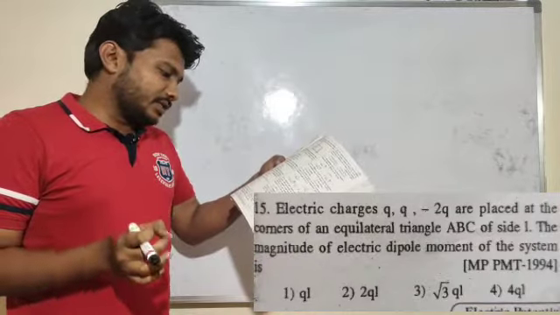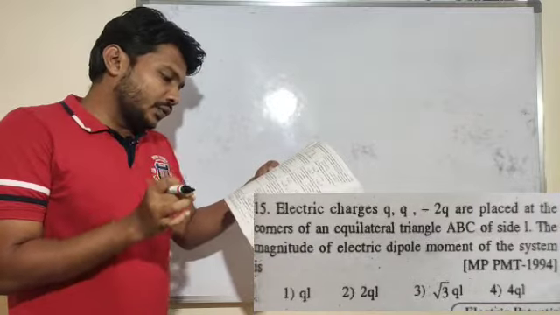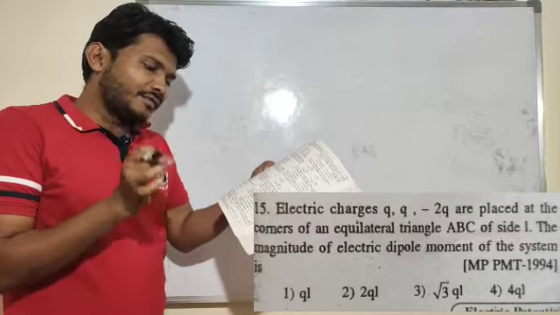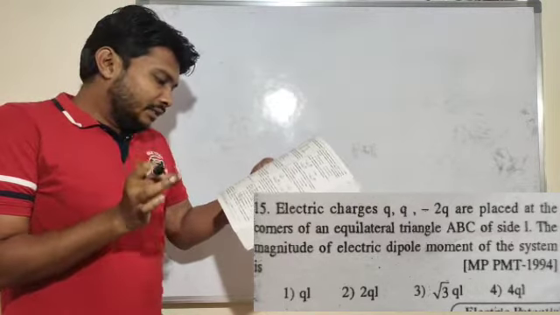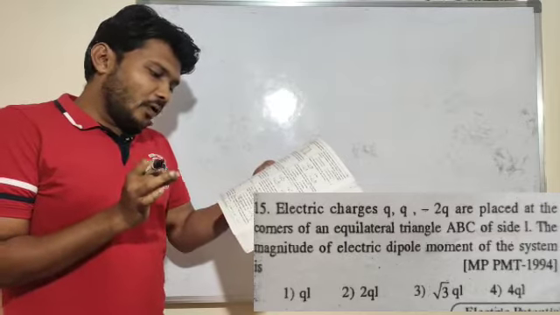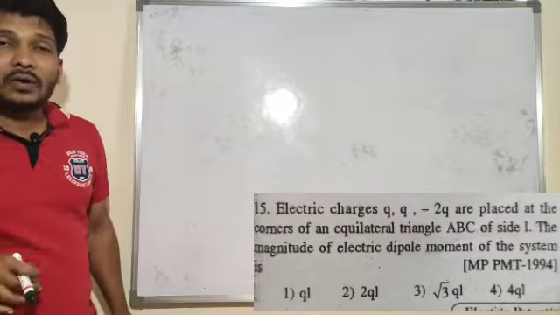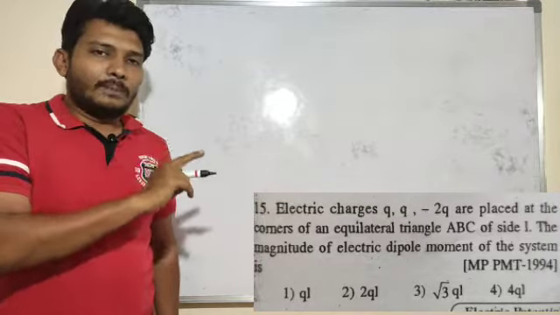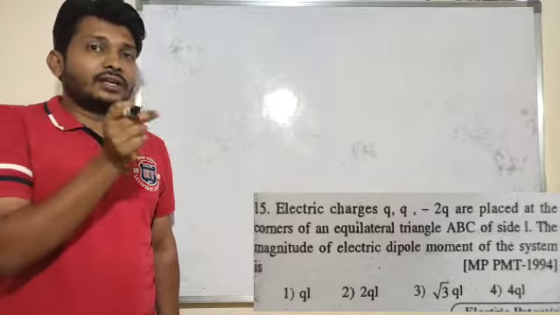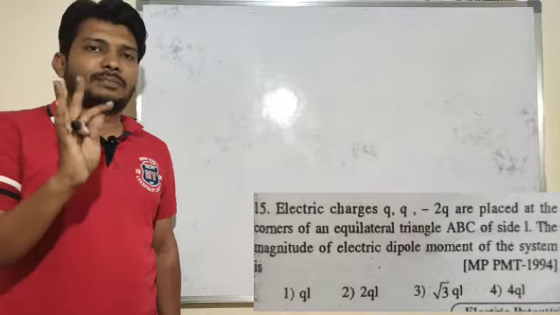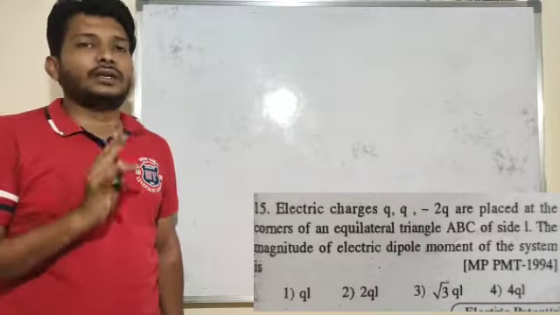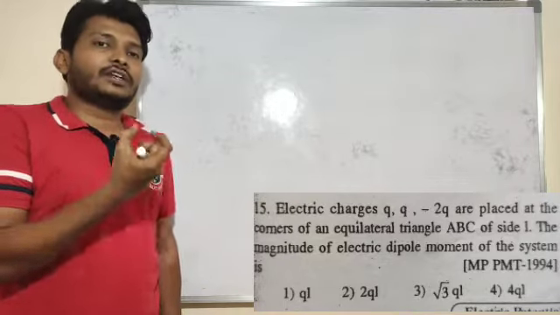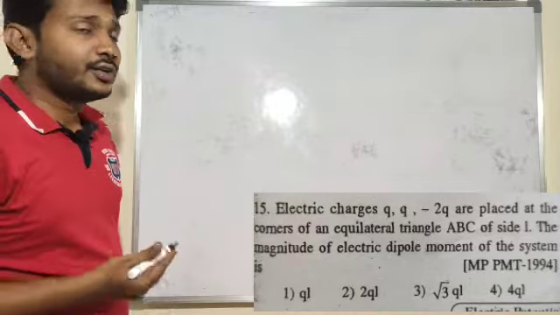Electric charges plus Q, and minus 2Q are placed at the corners of equilateral triangle ABC of side 1 meter. The magnitude of electric dipole moment of the system is, so what is the dipole moment? P is equal to Q into 2L. That is applicable for one plus Q charge, another one is minus Q charge. Here 3 charges they mention, one is plus Q, another one is also plus Q, and minus 2Q. So this situation I will name it as a quadrupole.